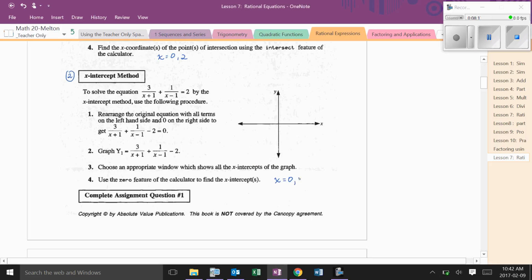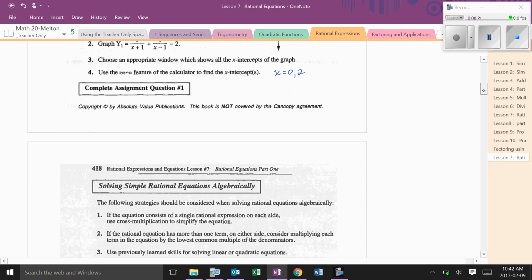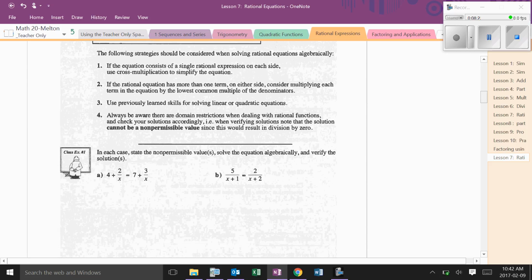So again, x equals 0 and 2. So let's look at how we can solve those algebraically then. So in terms of solving rational equations algebraically, what we are looking for really is to try to eliminate the denominators as soon as possible. So a lot of people look at methods to find a common denominator and then look at removing the denominators, but it's a lot easier to get rid of the denominators right away, and you see that by multiplying each term in the equation by the lowest common multiple of the denominators, which is essentially the lowest common denominator.